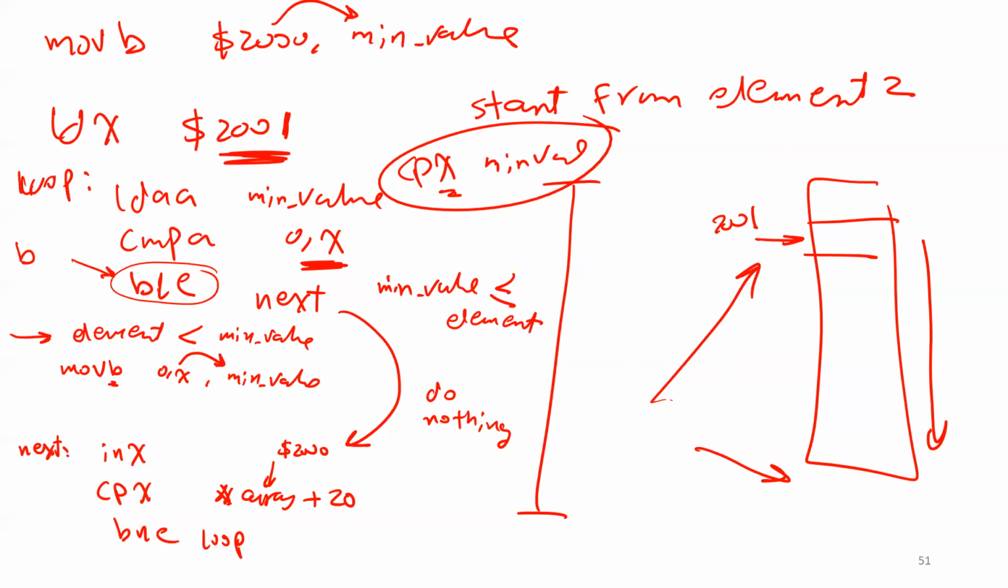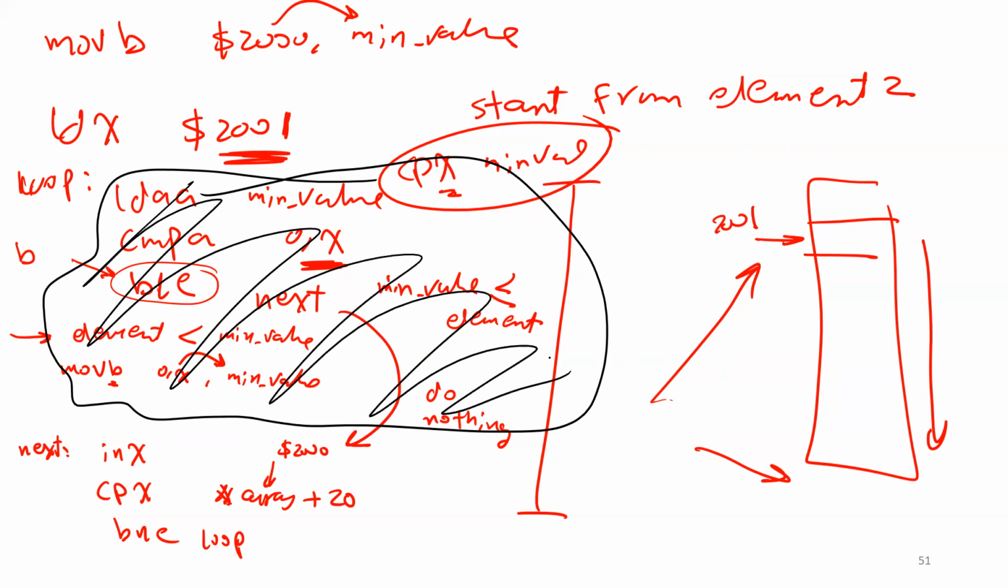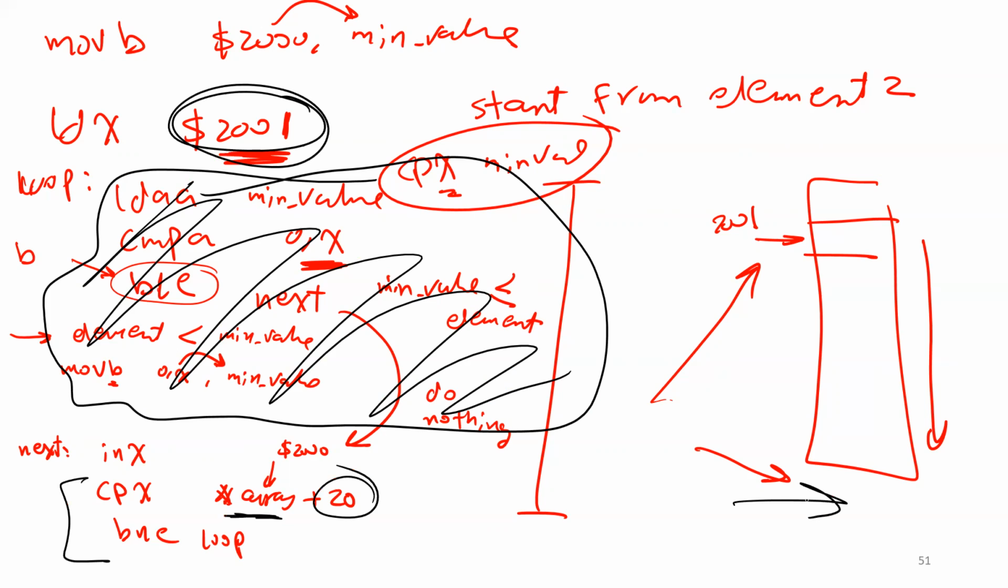So for example, here, I told you the way you are going to do it. This is the for loop. I want to hide everything here except the for loop. Here, I'm going to start from location 2001, and then every time I'm here, as you see, I'm going to compare to array plus 20. So I'm going to compare to the last element, which is array plus 20.